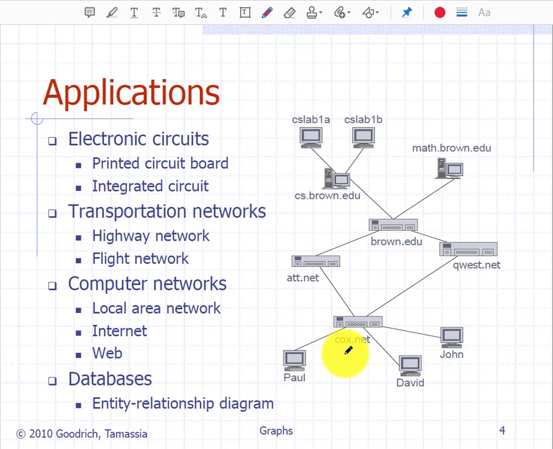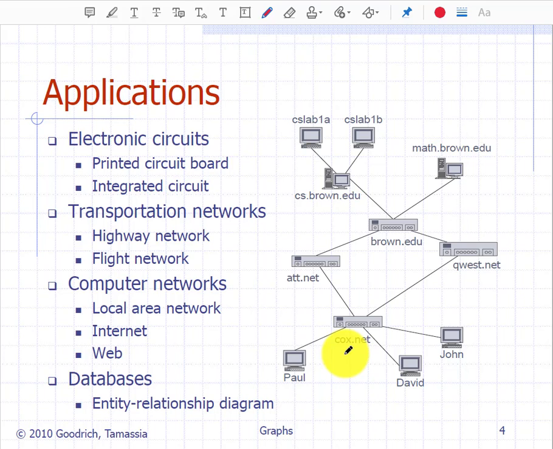There are also applications in electrical engineering. You could represent a printed circuit board as a graph. You could represent integrated circuits as a graph. You can represent transportation networks as a graph, as we've seen before, the flight network on the first slide. A highway network where you have different areas and you have roads between these areas. The roads can be represented as edges, or the roads can be represented as vertices. It really does depend on your perspective and what you're trying to do.